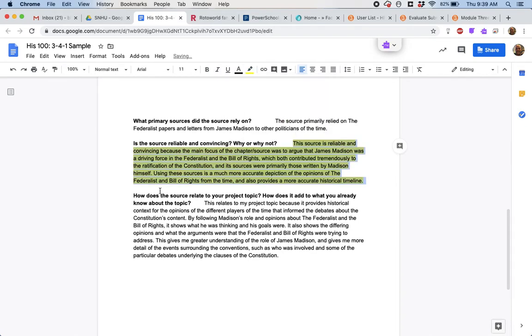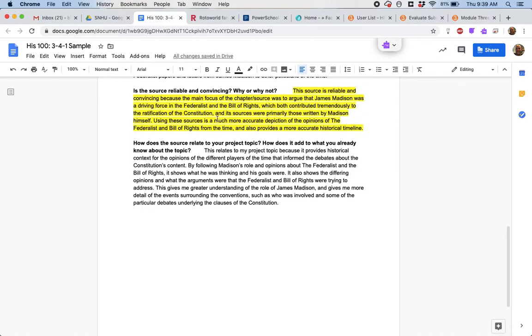Awesome. And then here's, I think, one of the most important parts and one of the more challenging parts. Is this reliable and convincing? And this is your analysis. This person writes, the source is reliable and convincing because the main focus of the chapter was to argue that James Madison was the driving force. And so it's the student himself, and actually in this case herself, explaining why this source makes a difference for their research. And why this source is one you can use. And then again, I guess the next step is actually connecting it to their research specifically.